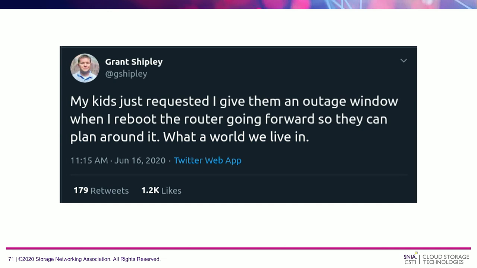And if you doubt the importance of this zero downtime mindset, I think this is demonstrated beautifully by my friend Grant Shipley here. He has his kids actually requesting outage windows from him when he reboots the router at home now. So this is something that everybody cares about.